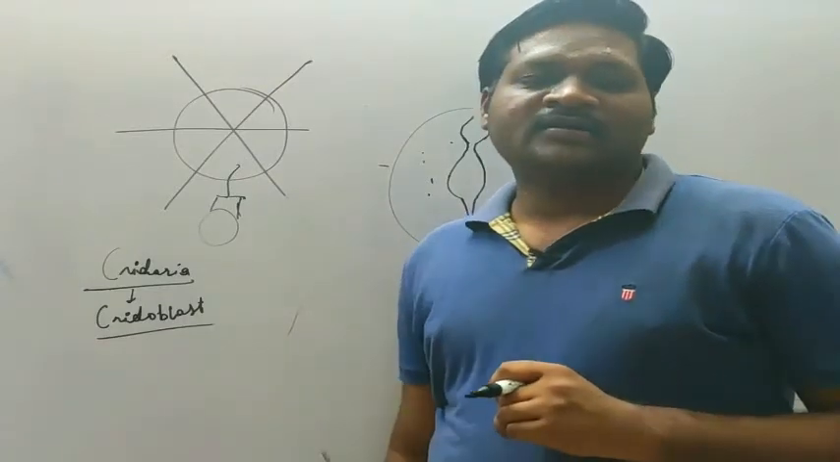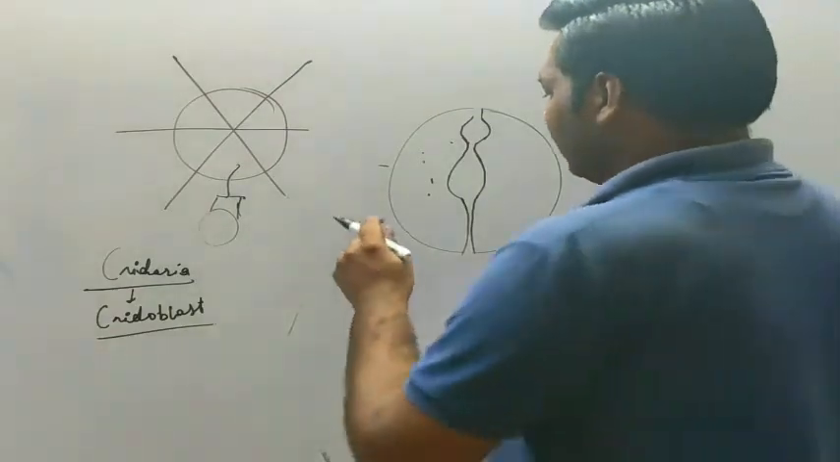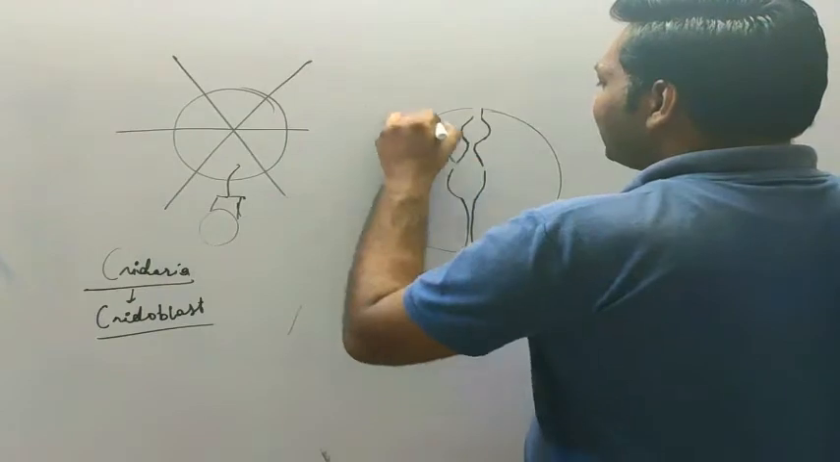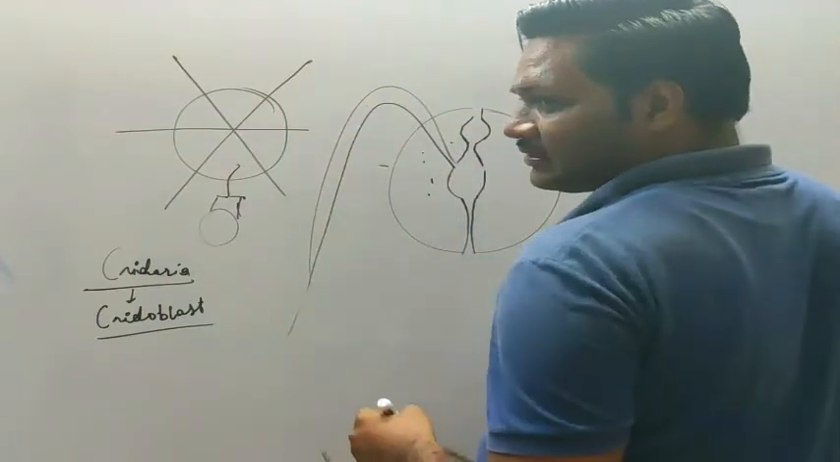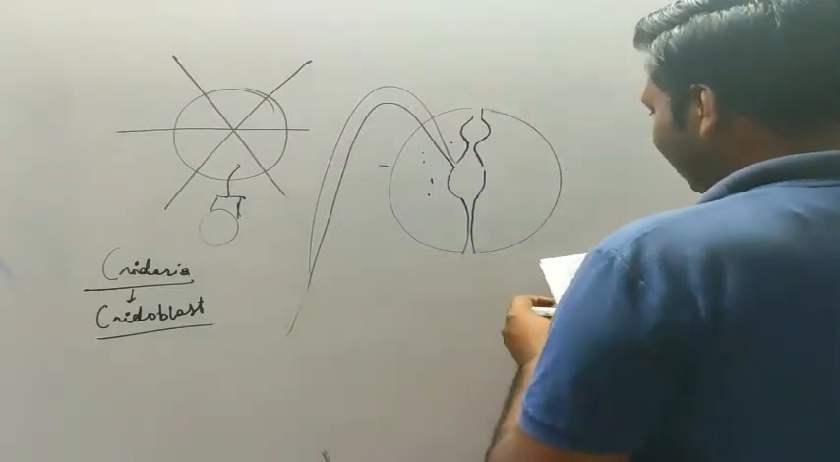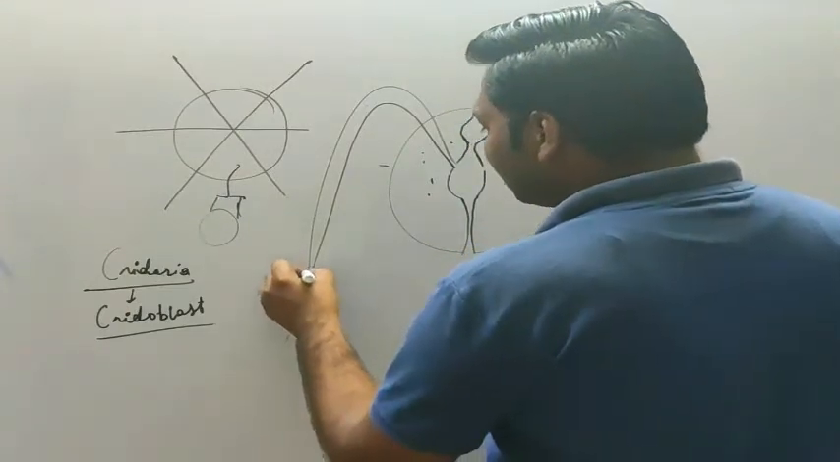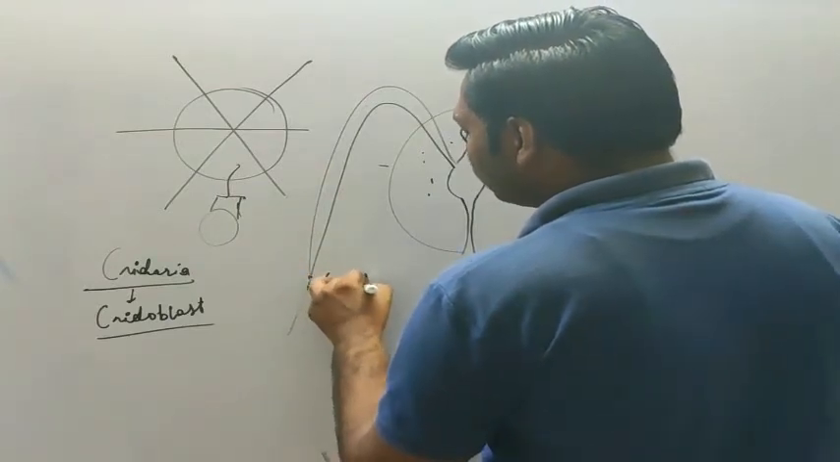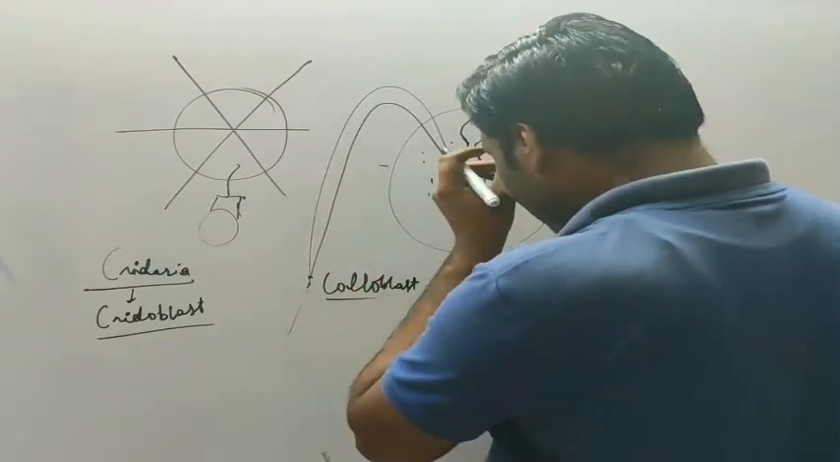The next, question number 120, tentacles of ctenophores contain. Okay, so what are the tentacles? In ctenophores, if we look after the gastrodermis here, from the gastrodermis there will be stinging cells arising. So these stinging cells are acting as tentacles, and these tentacles consist of cells called colloblasts.